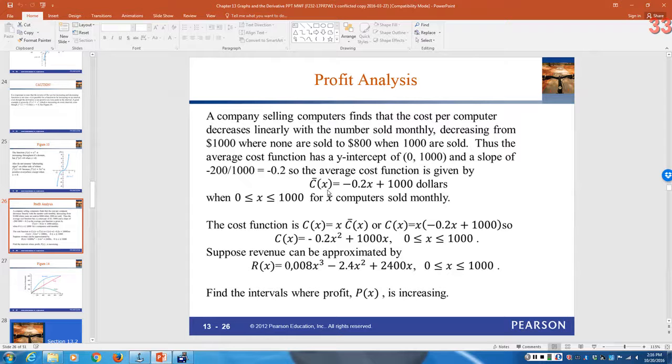Here's your average cost function. Your average cost function has a slope because it told you it decreases linearly. So it has a slope of -0.2x, and its y-intercept, in other words, where you don't sell any, is going to be 1,000. And it's a cost function, so that's in dollars. And this is only applicable when x is between 0 and 1,000 because it specifies that.